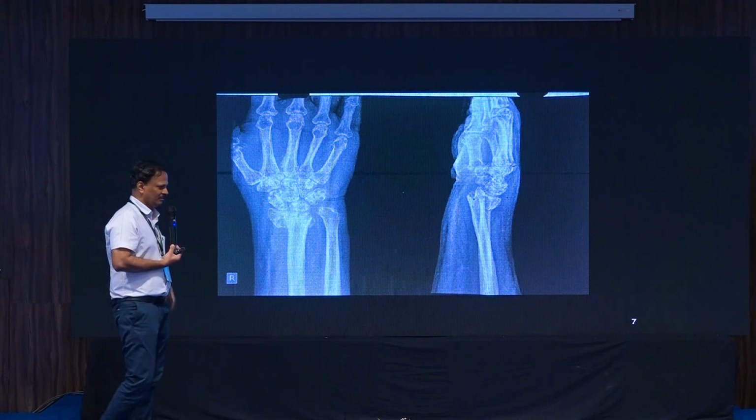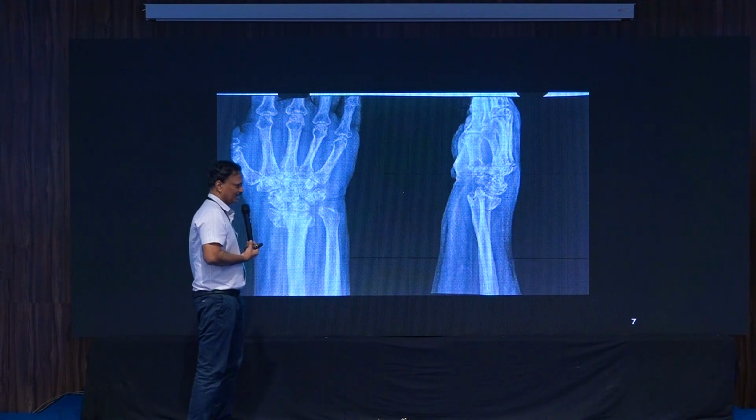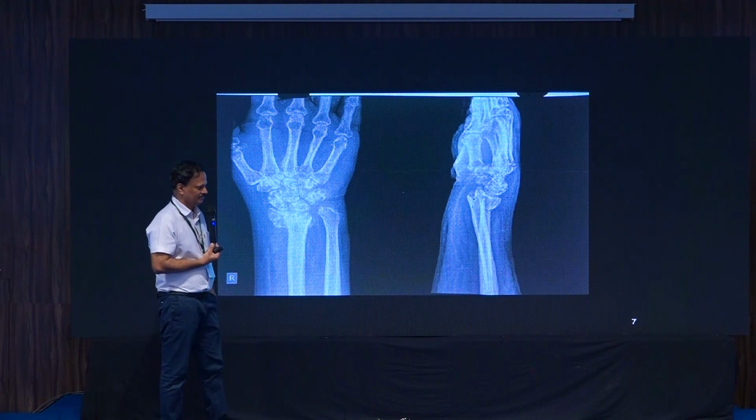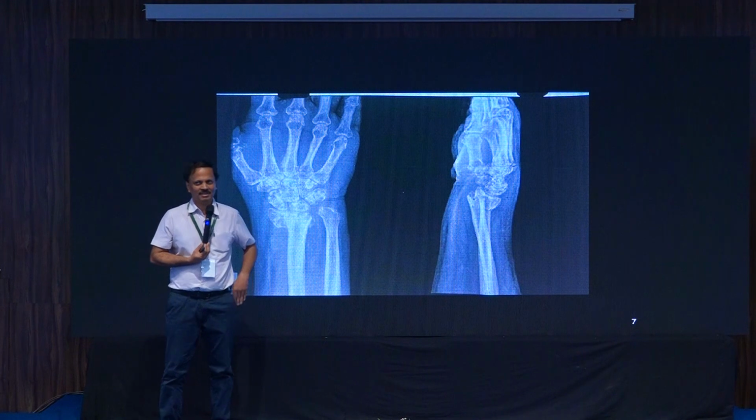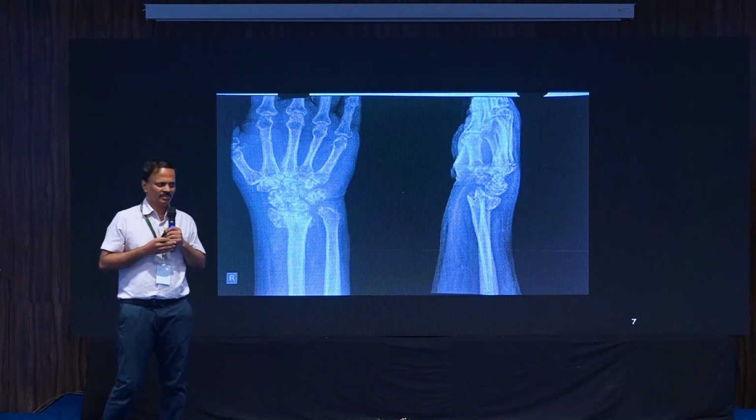Now what has happened? What is the situation? Can anybody comment? It was a non-union and it has displaced, collapsed. CRPS and osteoporosis. That is very perfect. It's a non-union. Why has this non-union occurred?